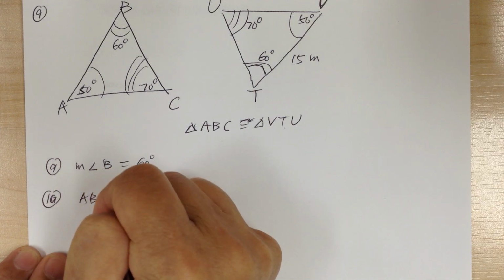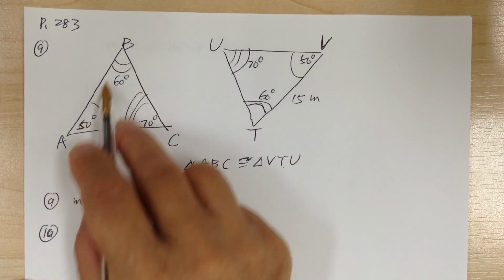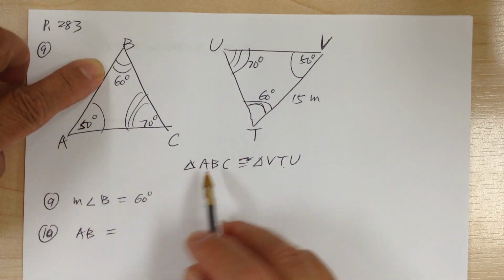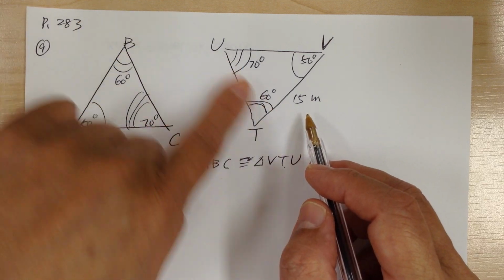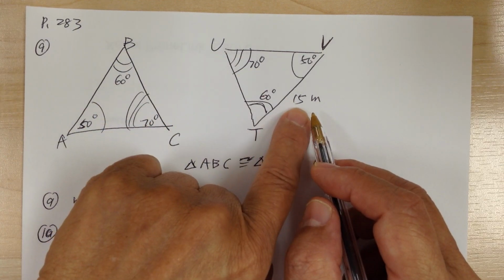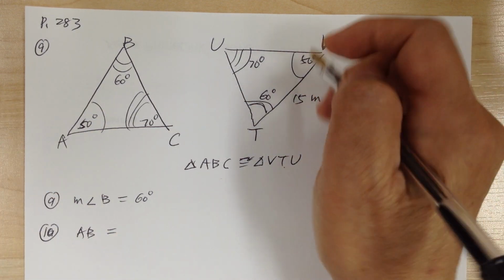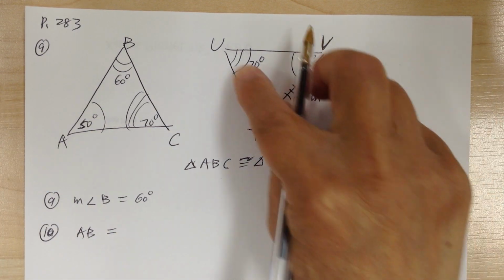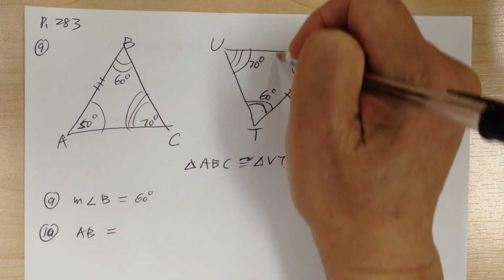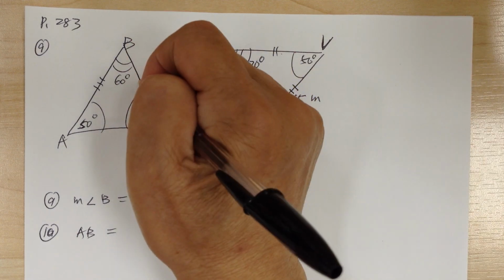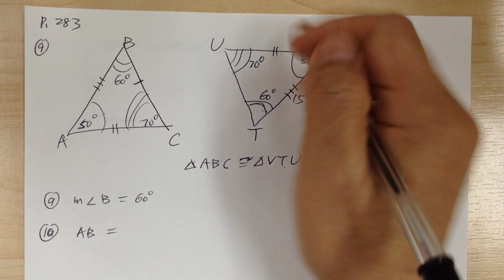Number 10, length of AB. Notice that the length of AB is facing the 3 arcs. So the side that's facing 3 arcs is right over here. You can look for the hash marks. So I'm going to make 3 hash marks because it's facing the 3 arcs. This side is facing the 2 arcs, so make 2 hash marks. This side is facing the 1 arc, so make 1 hash mark. And this way, 2 hash marks.